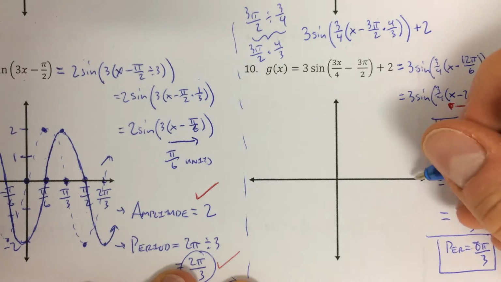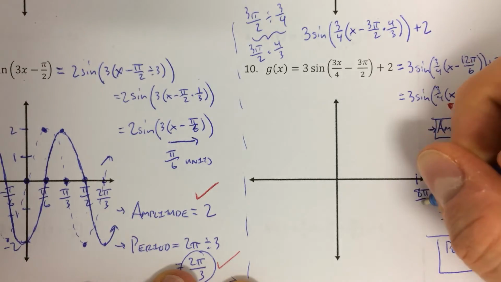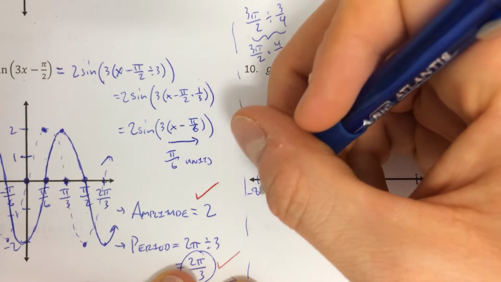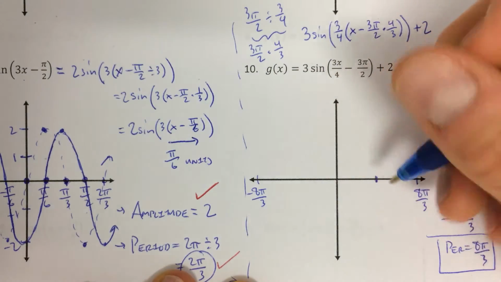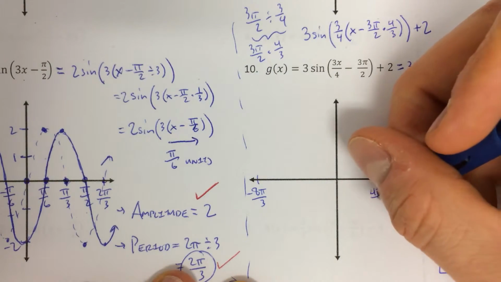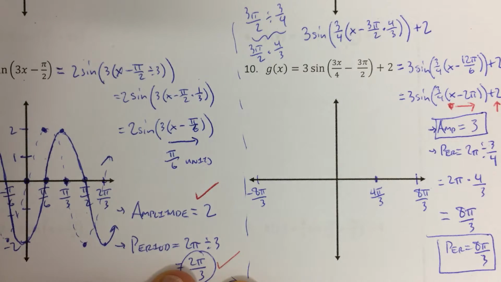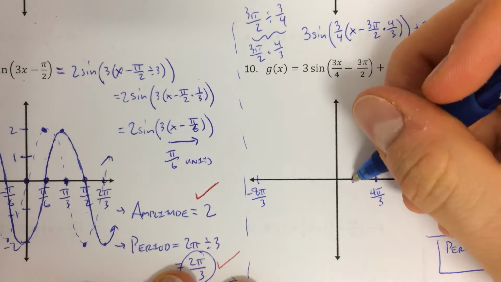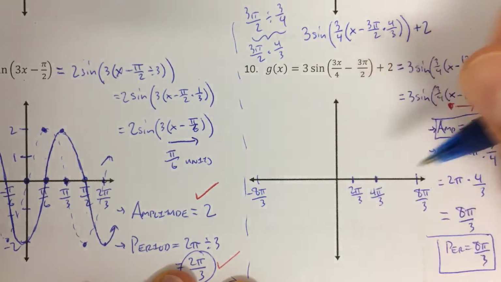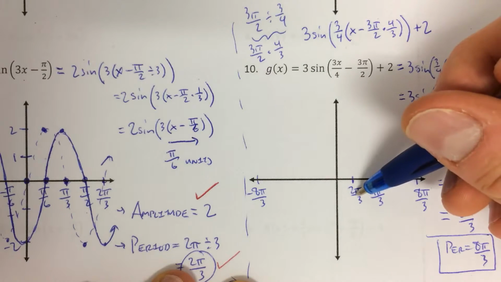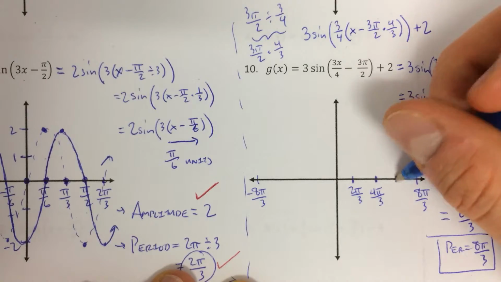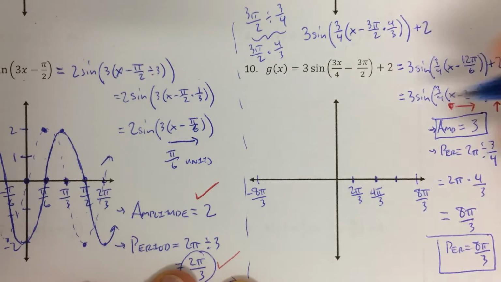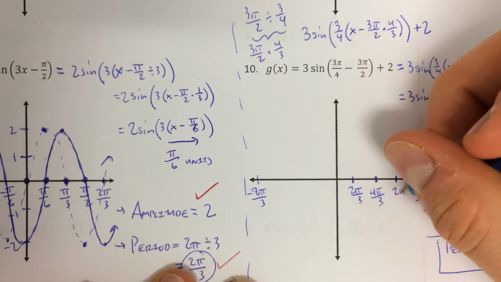Our period is 8 pi over 3, so let's do that out here. If we cut that in half, this would be 4 pi over 3, which means this would be 2 pi over 3. See if you can figure this one out. 2 pi over 3, 4 pi over 3, this would be, you figure it out. And if you simplify once you figure it out, this is 2 pi.